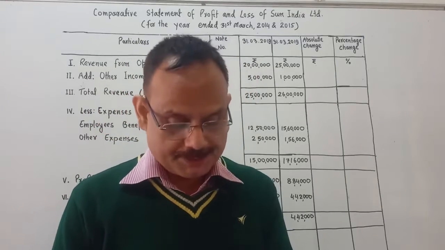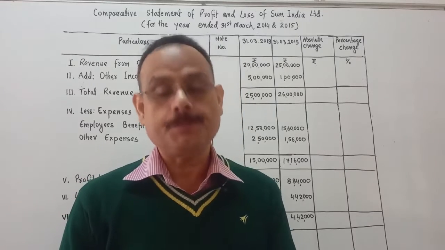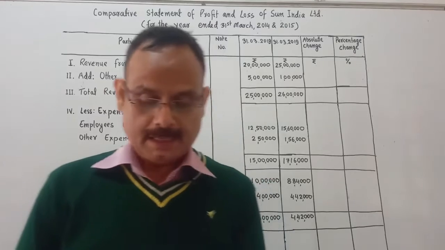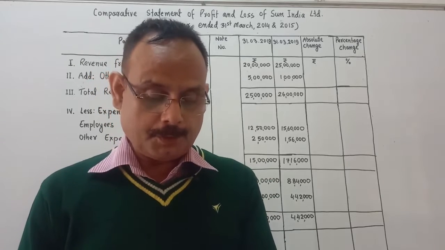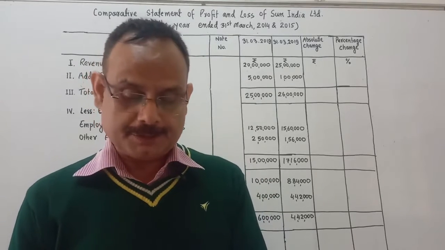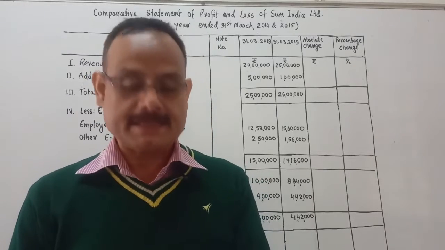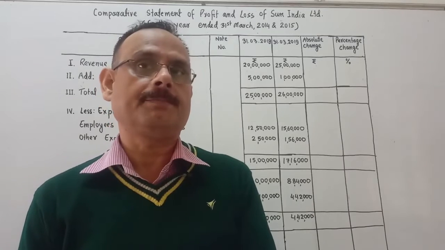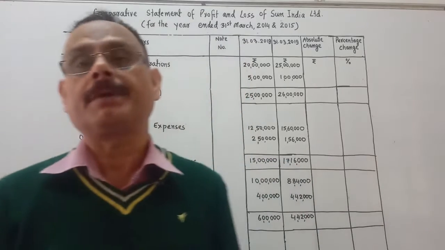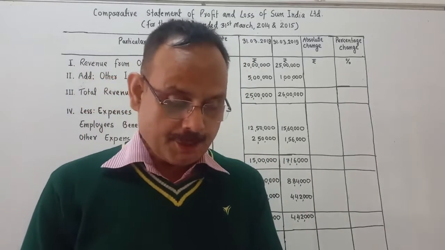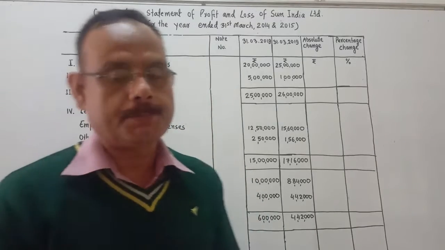So revenue from operations, other income, and employee benefit expenses are 60% of total revenue in 2015, and in 2014 the employee benefit expense is 50% of total revenue. Other expenses in 2015 are 10% of the employee benefit expense, and in 2014 they are 20% of the employee benefit expenses. The rate of tax is 50% in 2015, and in 2014 it was 40%.